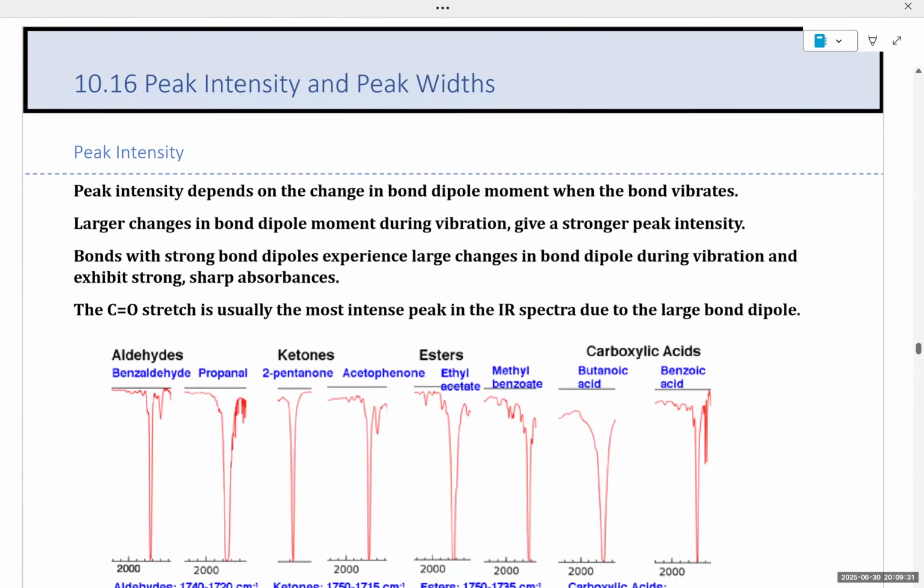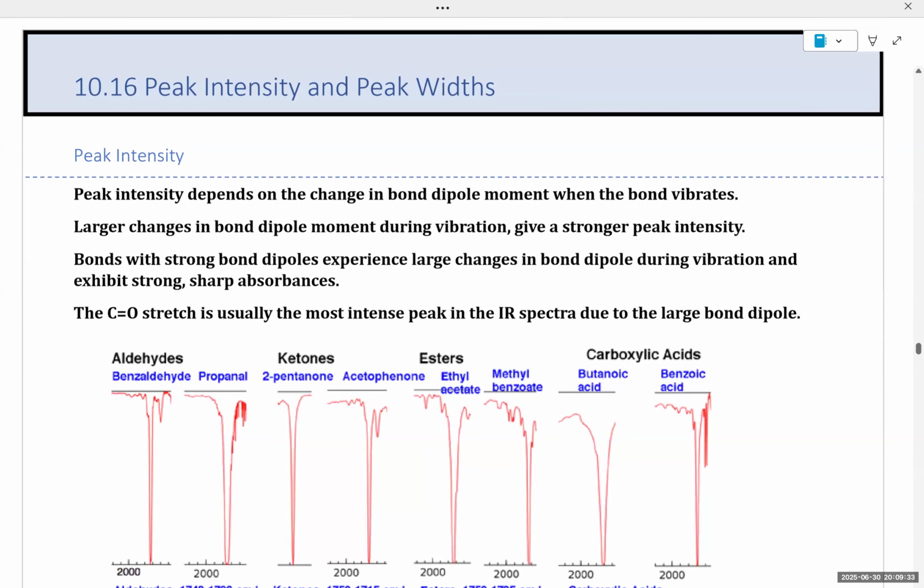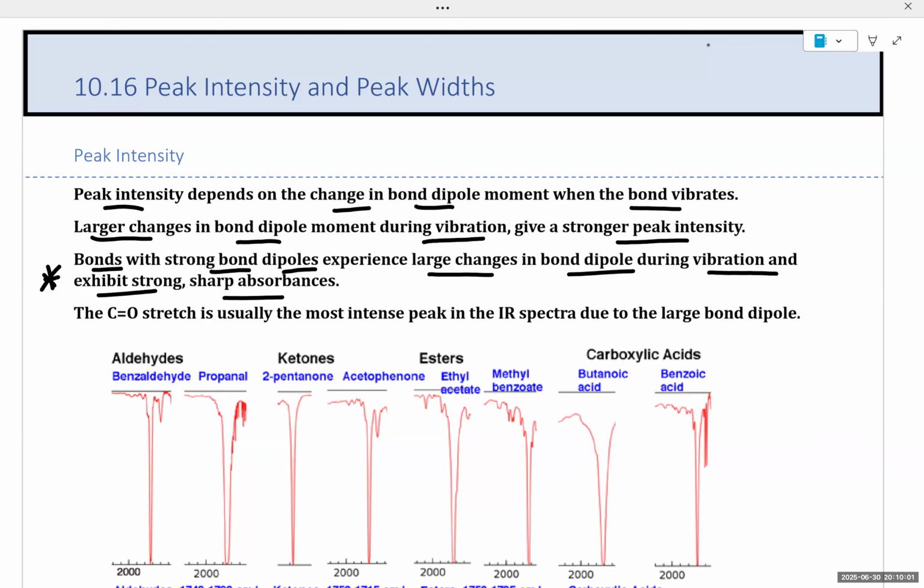Let's now talk a little bit about peak intensity and peak width. So peak intensity depends on the change in bond dipole moment when the bond vibrates. Larger changes in bond dipole moment during vibration give a stronger peak intensity. In general, bonds with strong bond dipoles experience large changes in bond dipole during vibration and exhibit strong, sharp absorbances.